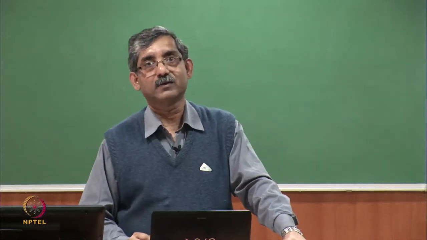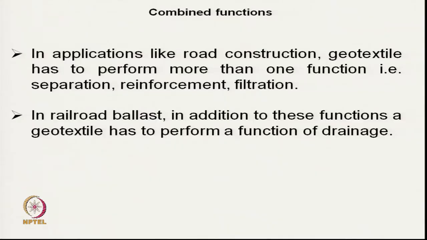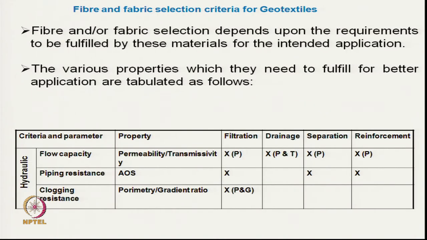And there are many applications where a combination of all these different functions is important, like reinforcement and drainage. This is one example where we use it in railroad construction. So, multiple functions can be achieved by a single geotextile. So, this table will show different criteria or different applications where different types of characteristics are important. Hydraulic parameters like clogging resistance, piping resistance. So, these are the important parameters.